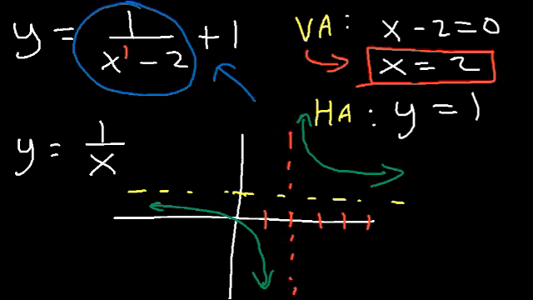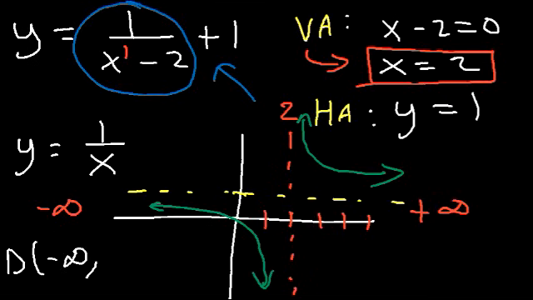Now, what is the domain and range for this function now that we have the graph? So we can see that the lowest x value is negative infinity, and then it stops at 2 because we need to remove the vertical asymptote, and the highest x value is positive infinity. Therefore, the domain is negative infinity to 2, union 2 to infinity. Since x cannot equal 2, we shouldn't have a bracket on 2. It should be a parentheses.